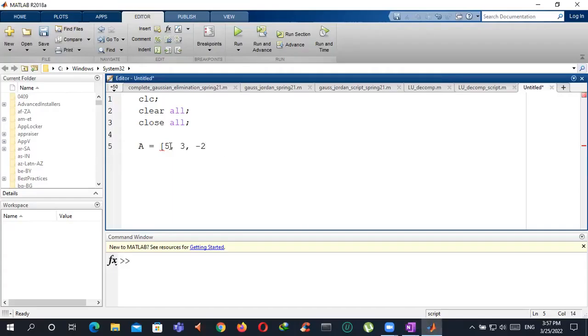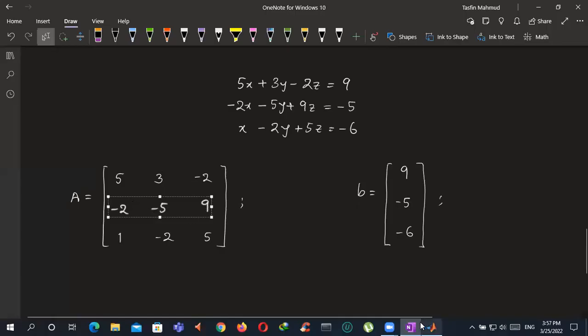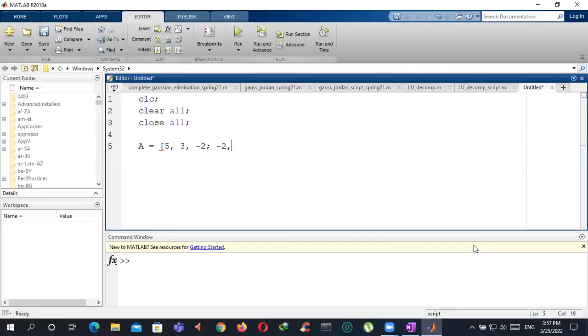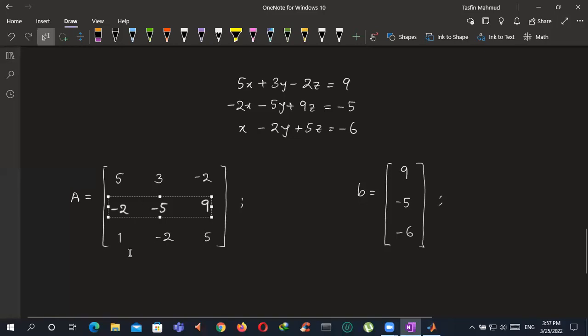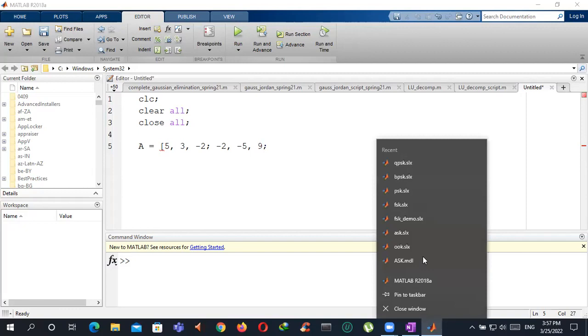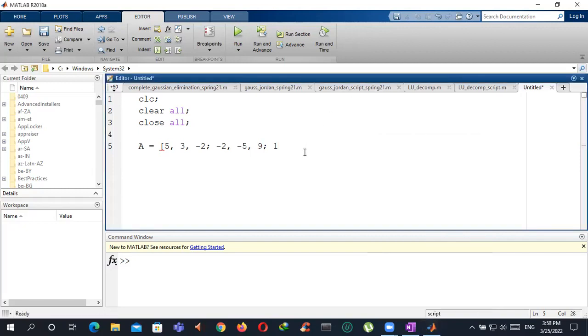Okay. So after putting commas, we are going to put a semicolon to make MATLAB understand that we are defining a new row now. The new row would be minus 2, minus 5, 9, then put a semicolon once again for the third row. For the third row, we have 1, minus 2, 5. So this is the coefficient matrix.